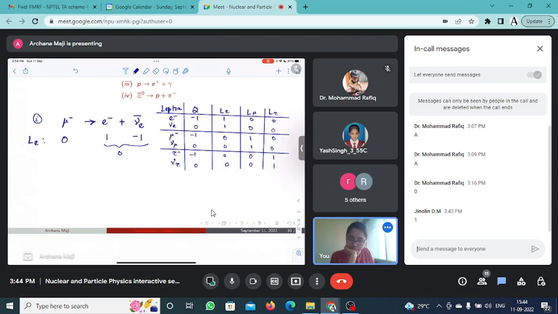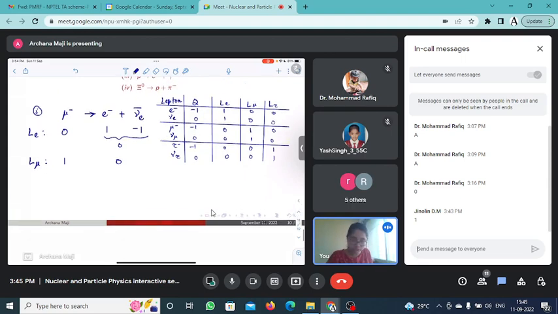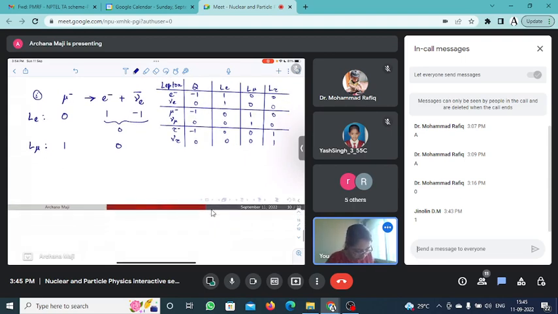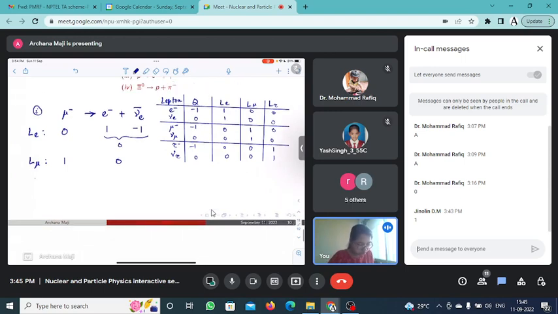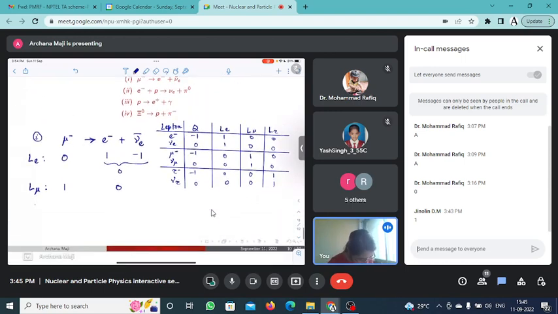Right? Yes, ma'am. So what do you have to check then? Muon lepton number. So muon lepton number on the left hand side is 1 and on the right hand side is 0. So that means muon lepton number is not conserved and hence the process is not allowed. Okay. Just let me write down that.